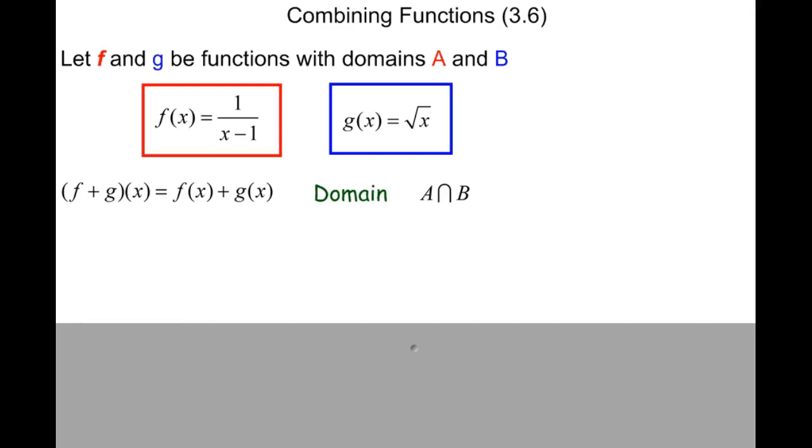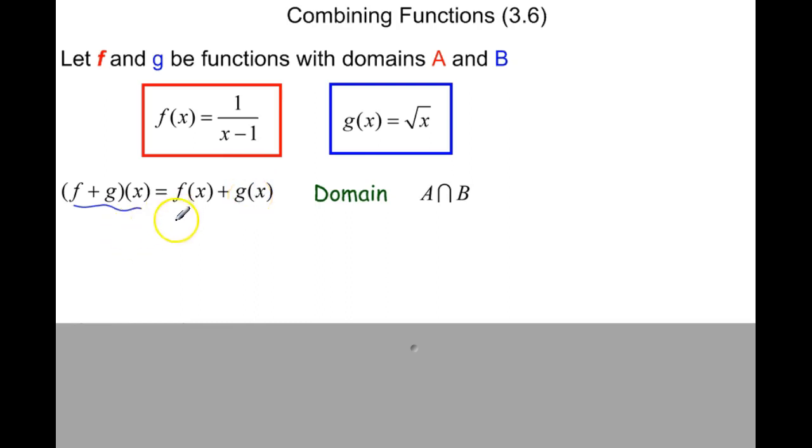Okay, so combining functions is what we're talking about today. And we're going to start with stuff that's kind of easy. You've got these two functions, f and g. If you want to add up f and g, this is just the formal way of writing that. If you see it like this, you want to immediately change it to something easier for us to do, which is just f of x plus g of x.